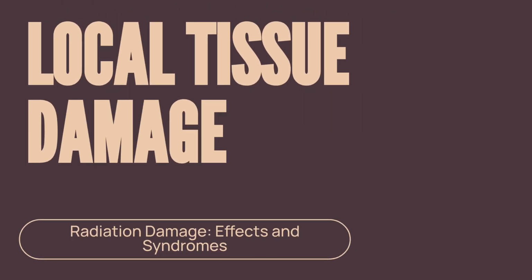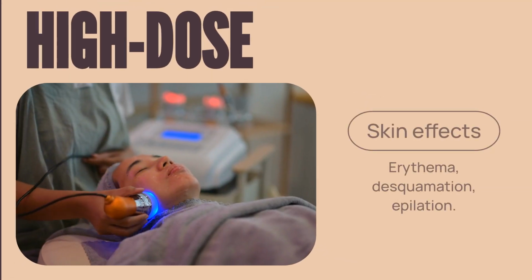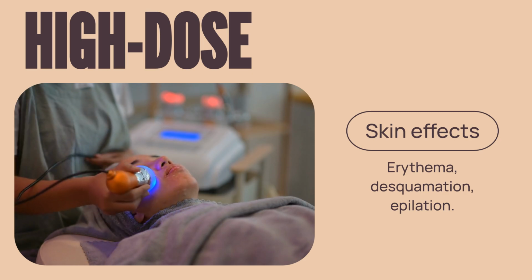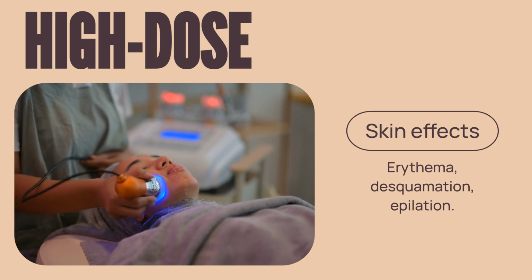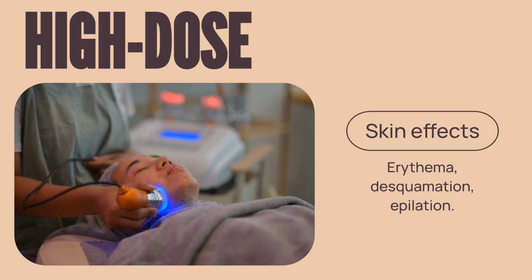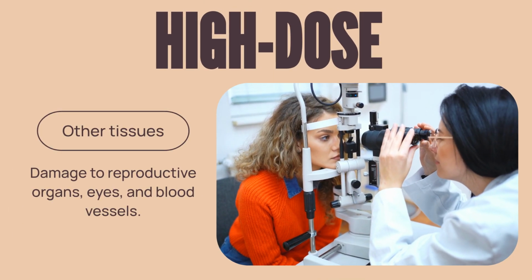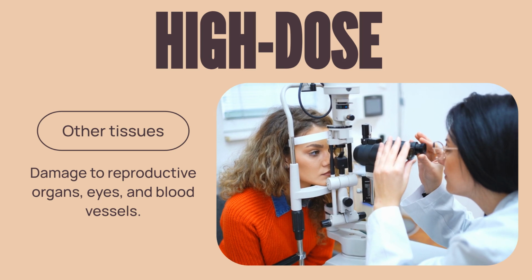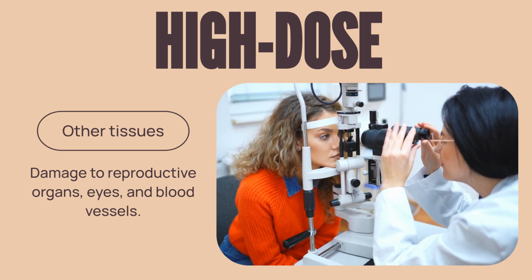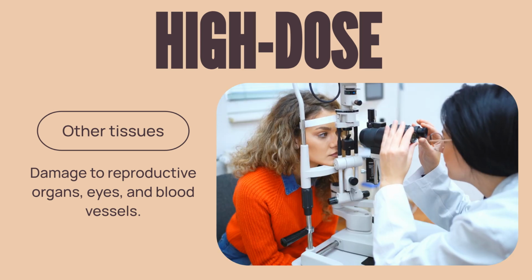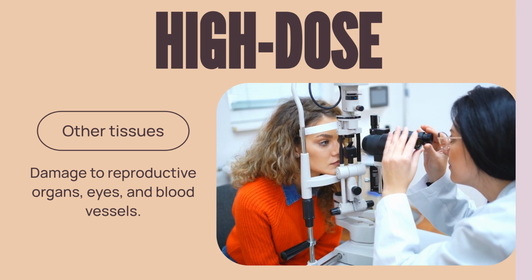Beyond systemic syndromes, high-dose irradiation can cause significant local tissue damage, often referred to as somatic effects. High doses of radiation can severely affect the skin, causing erythema or redness, desquamation, which is skin peeling, and epilation, which is hair loss. The severity depends on the dose and area of exposure. Other tissues vulnerable to high-dose irradiation include reproductive organs, which can lead to infertility, the eyes, risking cataract formation, and blood vessels, causing circulatory problems and impaired tissue healing.